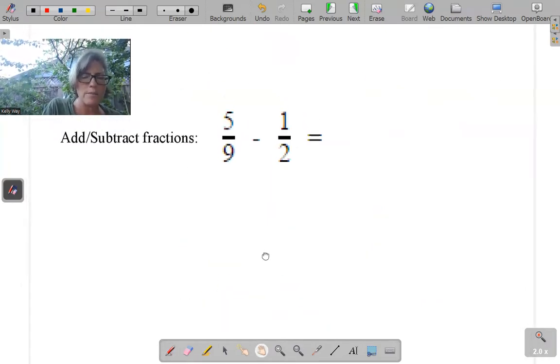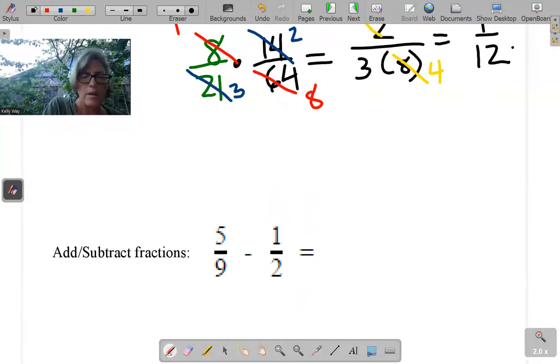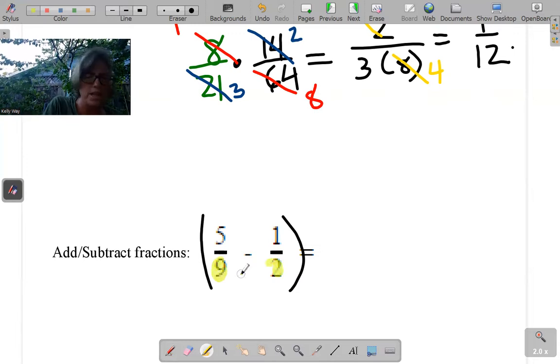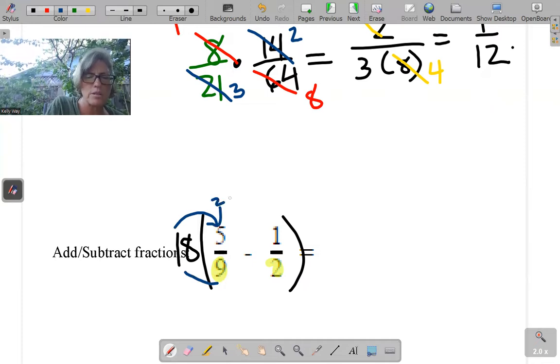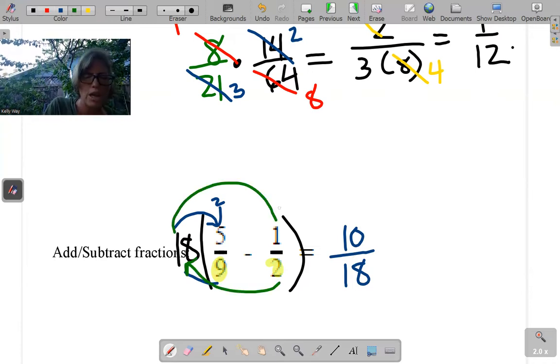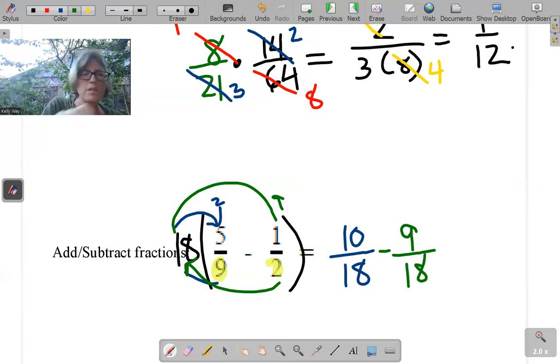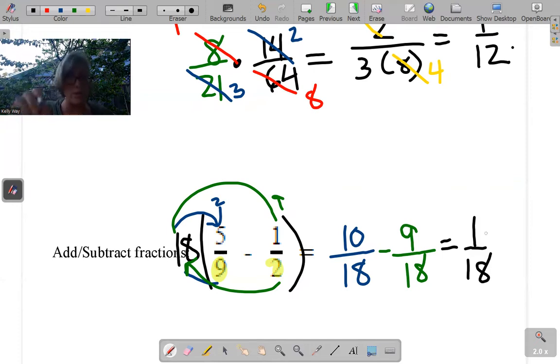Add, subtract. Arrow in, arrow out. So my lowest common denominator is 18. So I have 18 here. 9 goes in there twice. This becomes 10/18. 2 goes in there 9 times, minus 9/18. Should have got 1/18 as your final answer. That's dealing with fractions.